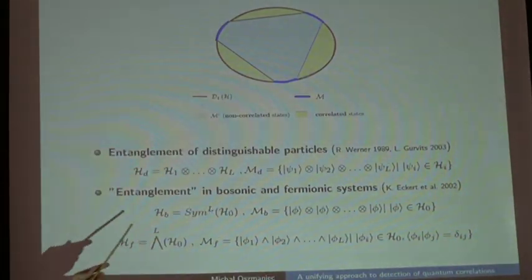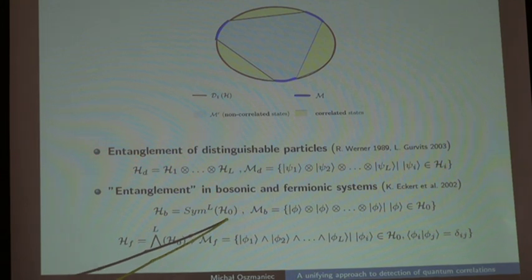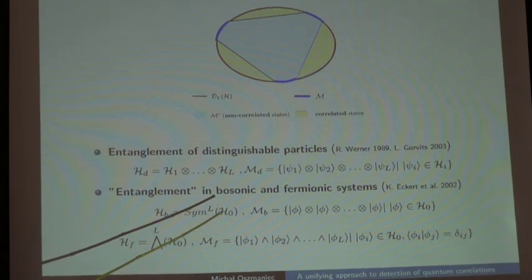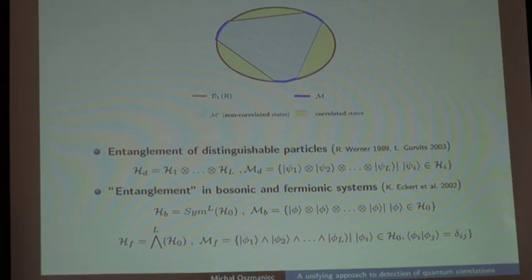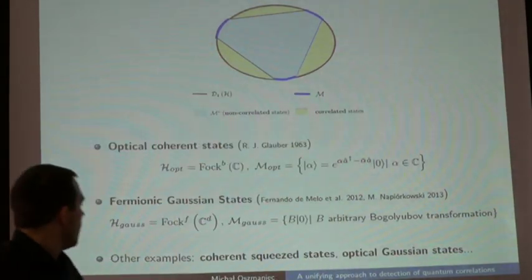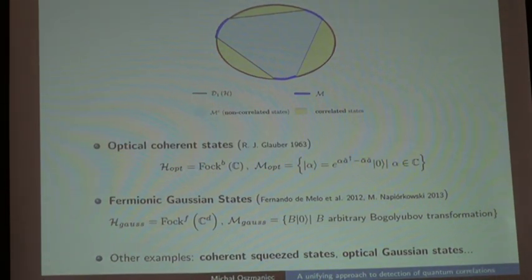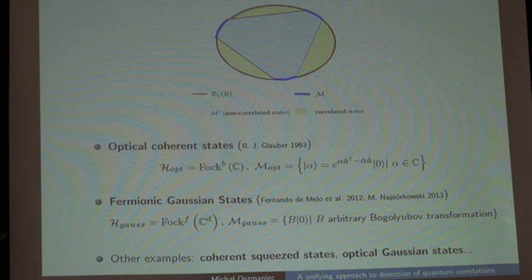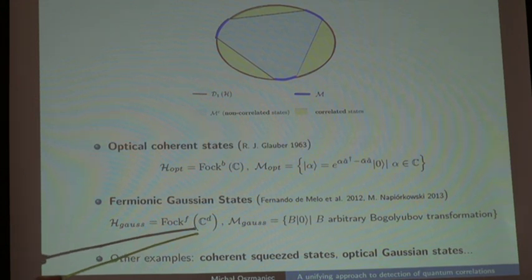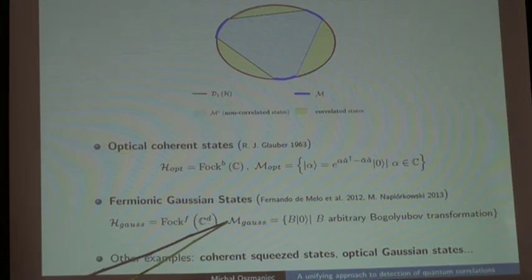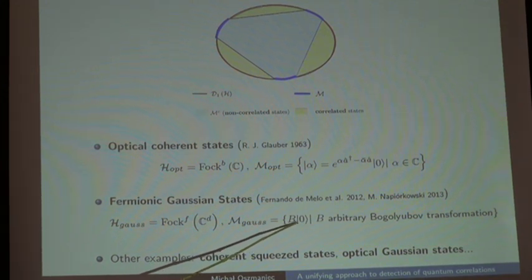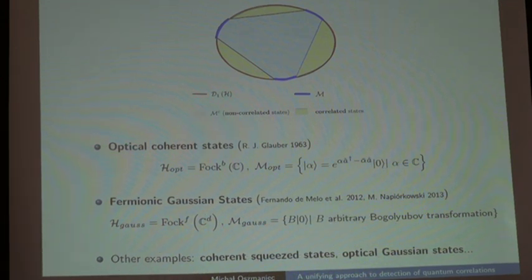I just come back for a second to the previous one. I forgot to mention that when this H0 is just C2, I recover the well-known spin coherent states, SU(2) coherent states. So many classes pop out here. The last class is the class of so-called Gaussian fermionic states, present in Bogoliubov mean field theory. My Hilbert space now is the fermionic Fock space with single particle Hilbert space C^d, and my class consists of the vacuum moved by an arbitrary so-called Bogoliubov transformation.